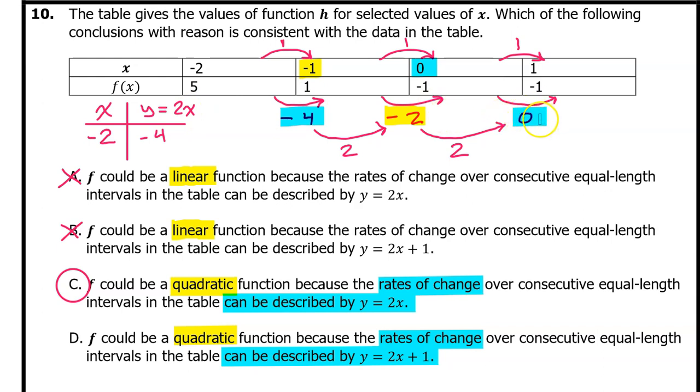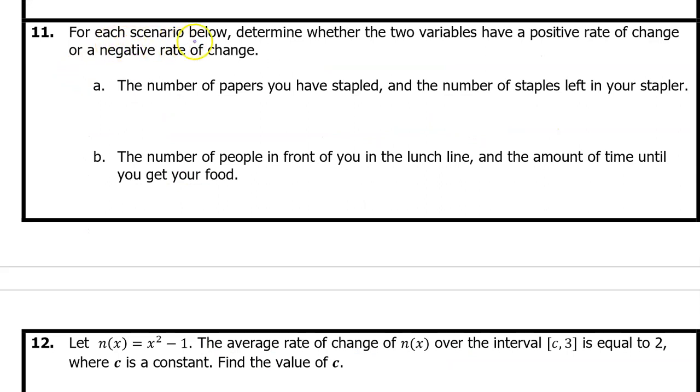11. For each scenario below, determine whether the two variables have a positive rate of change or a negative rate of change. Well, two variables will have a positive rate of change when if one increases, the other increases, or if one decreases, the other decreases. In other words, if the two variables both change together in the same way, it's a positive rate of change. When two variables change in opposite directions, increasing one decreases the other, that's when you have a negative rate of change.